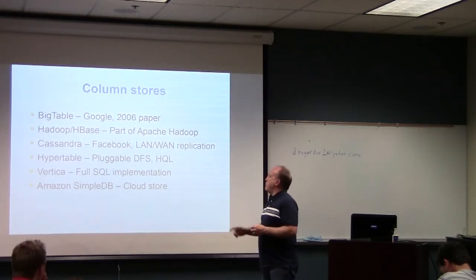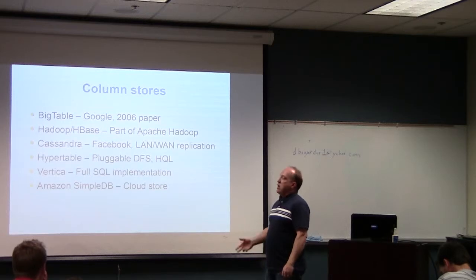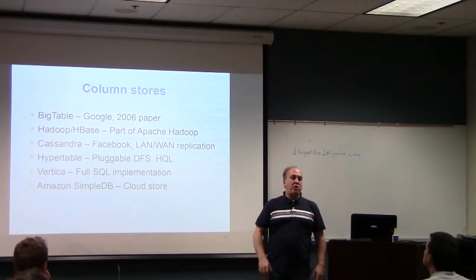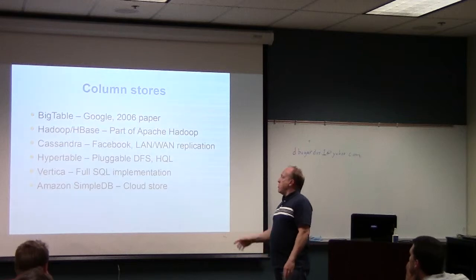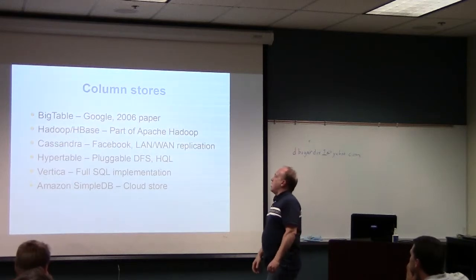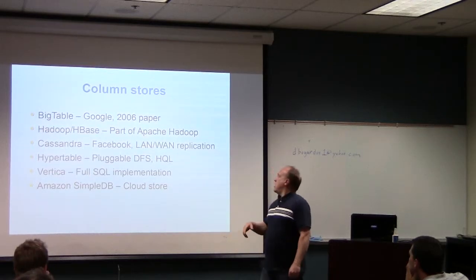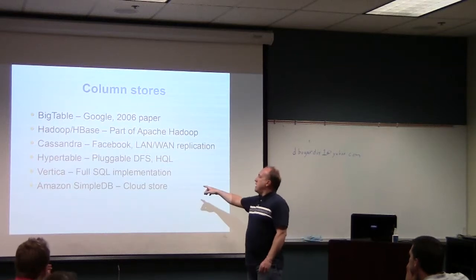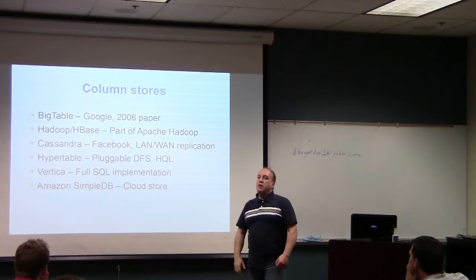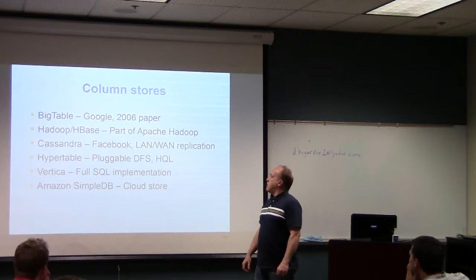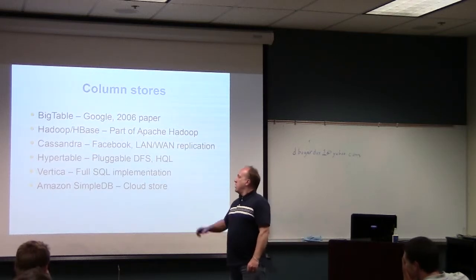Cassandra is also very popular. It was written by Facebook for their needs. They went out and put that together. And one of the very cool things is you've got LAN and WAN replication out of the box. It's very cool. Hypertable is another product. They kind of went the route with a pluggable DFS, which is a distributed file system. So it supports HDFS, and there are a couple of others out there. And then it has HQL, which is Hypertable Query Language, one of those SQL-style query languages that some of these support.